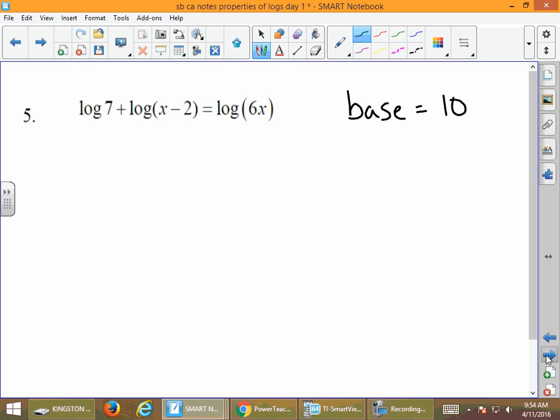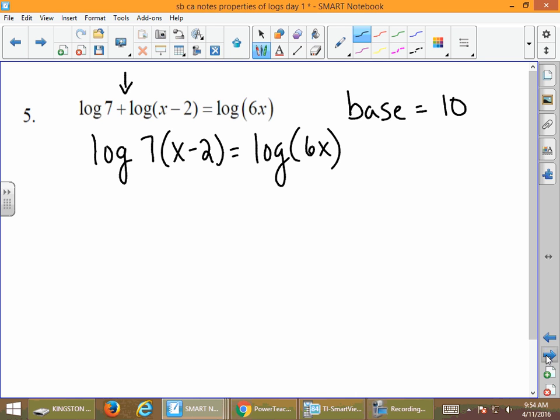We've got a plus in this problem. What does plus or addition tell us to do? It's going to be log of 7 times x minus 2 equals log of 6x. Now that we know that, we have a logarithm on the left and a logarithm on the right. They are the same bases. We don't need to worry about the logarithm. We only need to worry about 7 times x minus 2, and 6x.